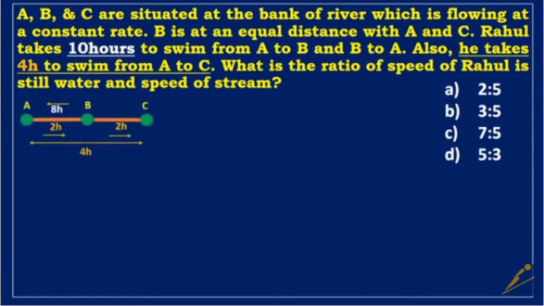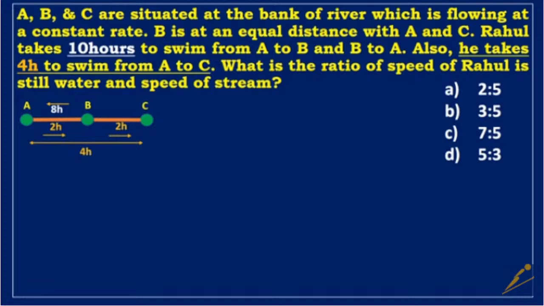B is located in the midst of A and C, at an equal distance from each. Rahul takes 4 hours to travel the distance between A and C. It is obvious that the time from A to B is 2 hours, and from B to C is 2 hours. Rahul swims from A to B and back in 10 hours. If Rahul swims from A to B in 2 hours, then B to A takes 8 hours.